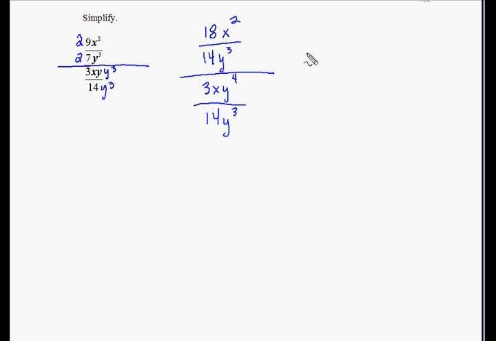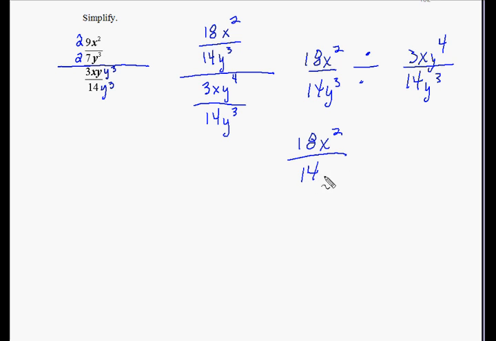So let's rewrite this as division of two fractions. 18x squared over 14y cubed divided by 3xy to the fourth over 14y cubed. Let's recall, when you're dividing fractions, well, that's right, we don't divide, we multiply by the reciprocal. So I'll still have this 18x squared over 14y cubed, but I'm going to multiply by the reciprocal of the following fraction. So that 14y cubed comes to the numerator, and we have this 3xy to the fourth in the denominator.